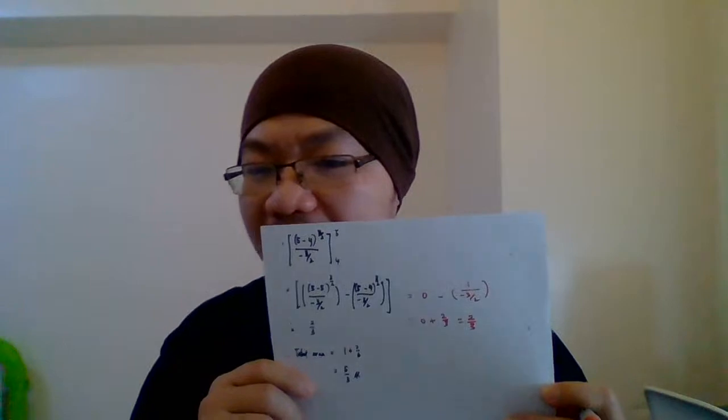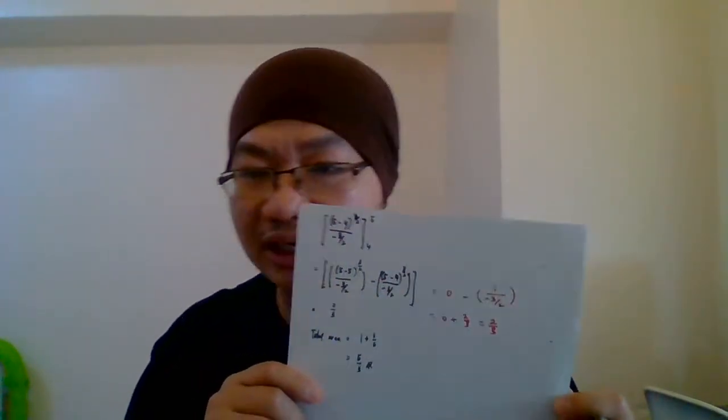Okay, Shamila got 4 over 3, Hana got 5 over 3, and Nadia also got 4 over 3. Please double check, maybe I did the wrong calculation here. But what I mean is this is the method to solve the problem. The calculation I leave to you. Now I think the answer is 5 over 3. So please double check. Now we have finished 3B.